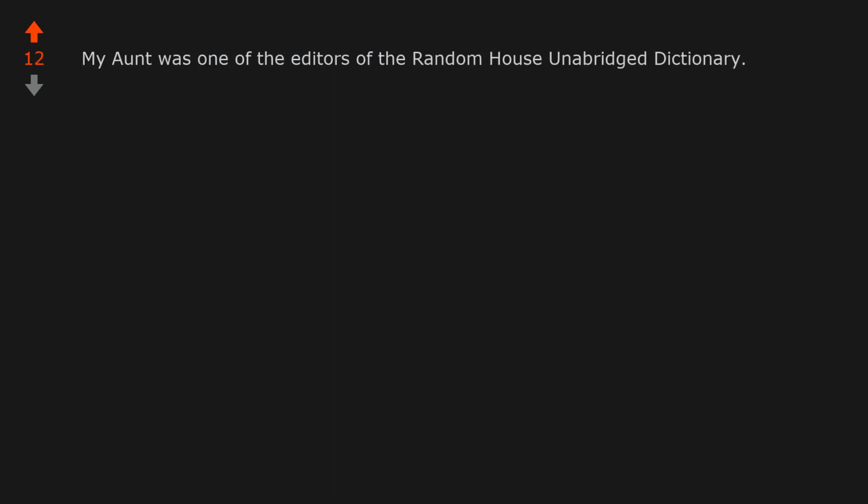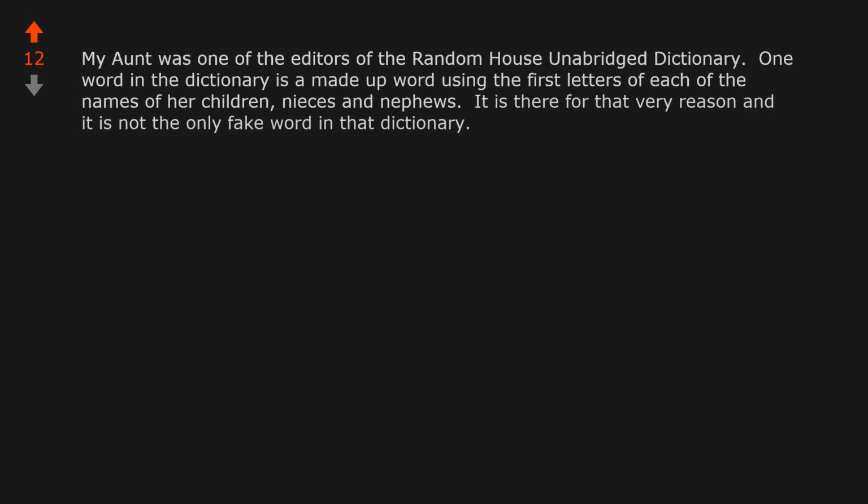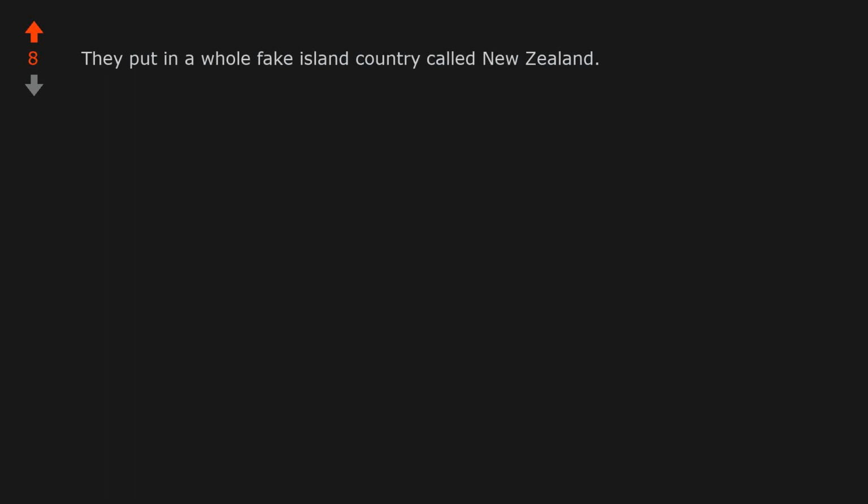My aunt was one of the editors of the Random House Unabridged Dictionary. One word in the dictionary is a made-up word using the first letters of each of the names of her children, nieces, and nephews. It is there for that very reason, and it is not the only fake word in that dictionary. They put in a whole fake island country called New Zealand.